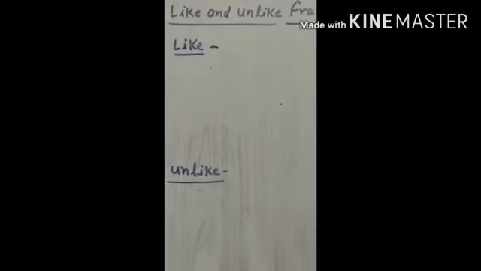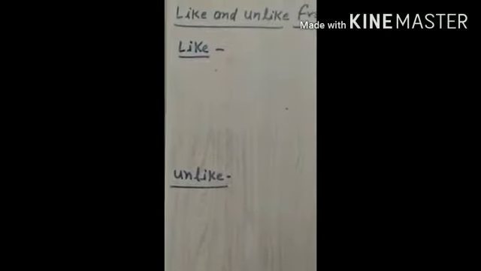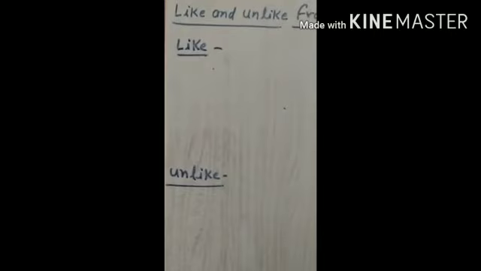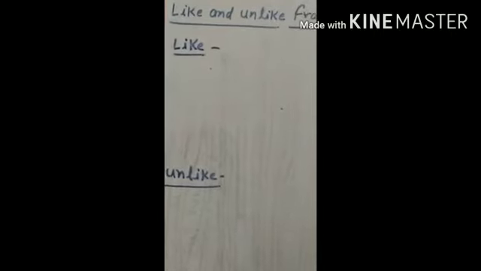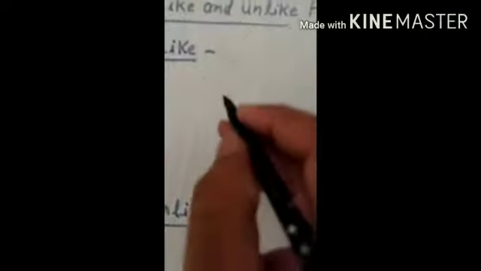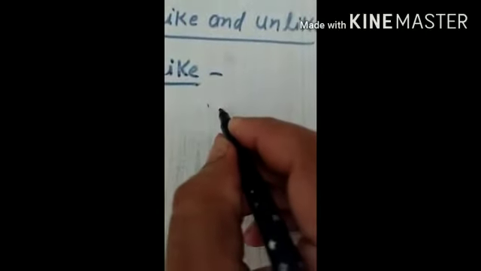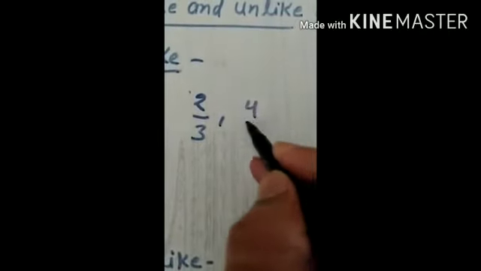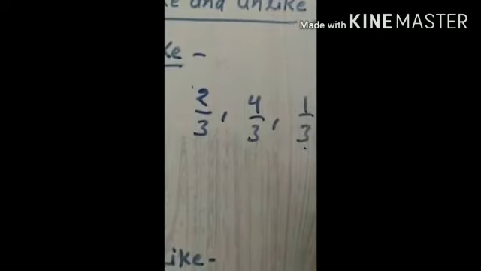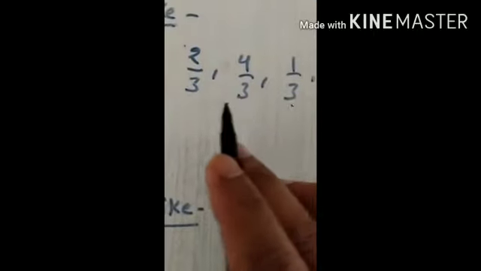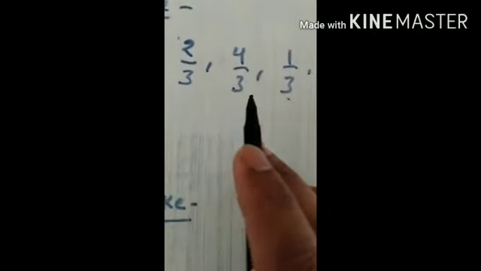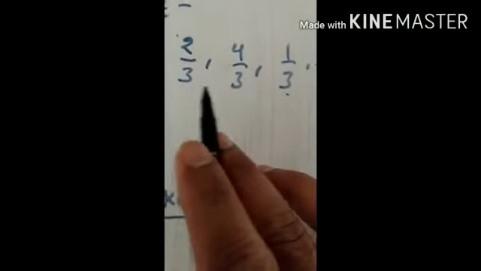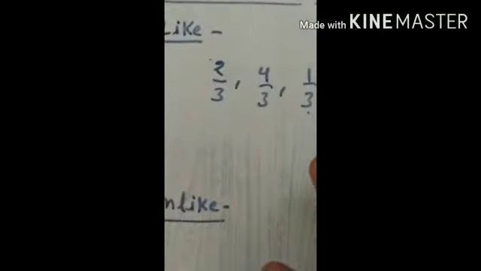Like and unlike fractions. Like fractions. Two or more fractions having the same denominator are called like fractions. For example, 2 by 3, 4 by 3, 1 by 3. In these fractions, all have the same denominator, 3, 3, 3. So these fractions are called like fractions.